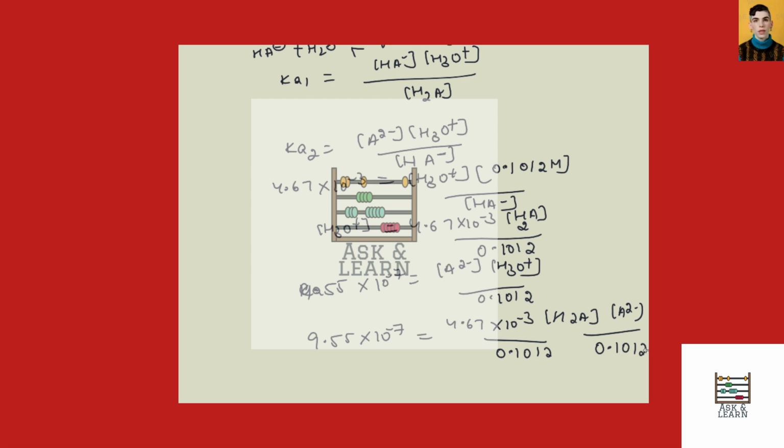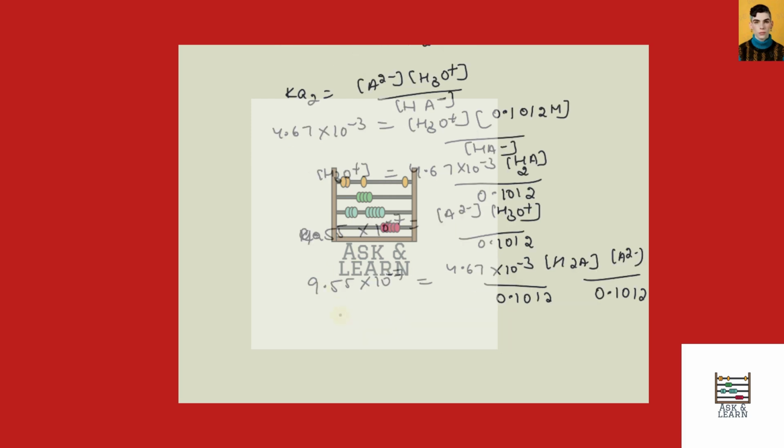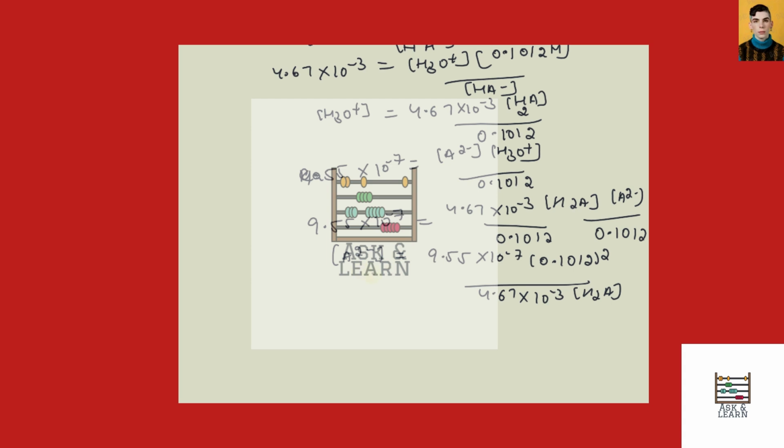After substituting this value, we rearrange it in terms of A2 negative. So the concentration of A2 negative is 9.55 into 10 raised to power minus 7 into 0.1012 square upon 4.67 into 10 raised to power minus 3 into H2A. Now we have this expression in terms of HA negative and H3O positive. Now H3O positive equals A2 negative plus 2 H2A.